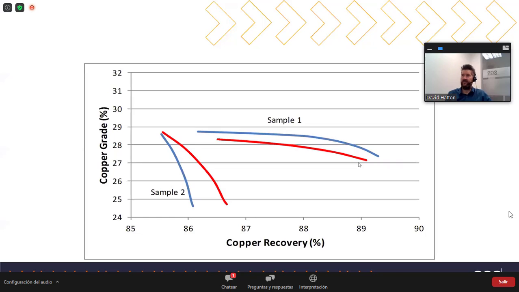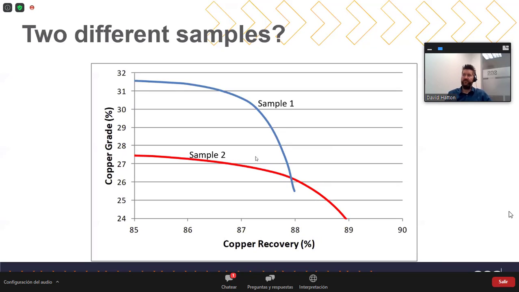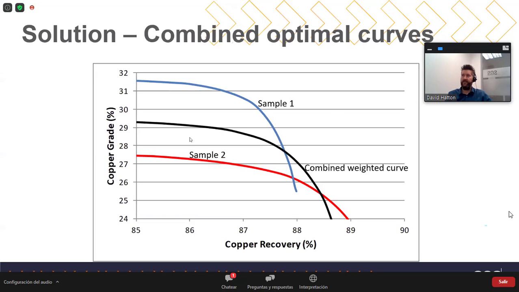And this is really why a one circuit fits all design is not going to work. Each flotation plant needs a slightly different flotation circuit. So what do we do with 2 different samples? If we have sample 1 and sample 2 over here, we want to be able to combine them and get the best possible combined weighted curve. And that's what's shown in black here.